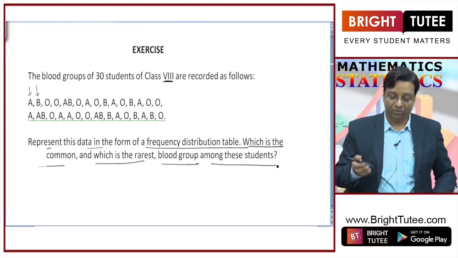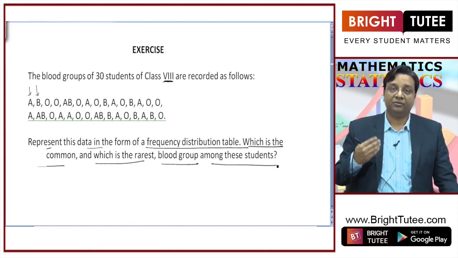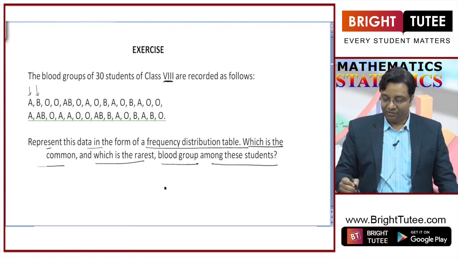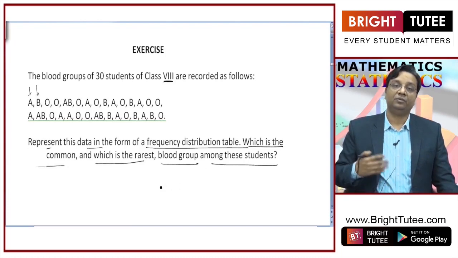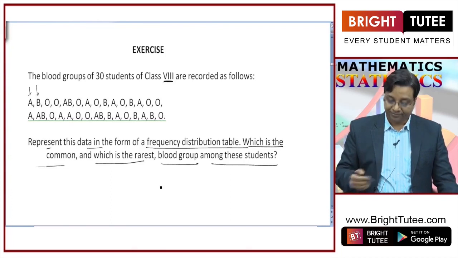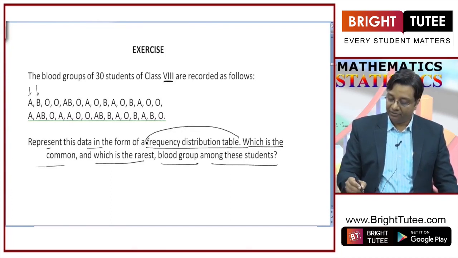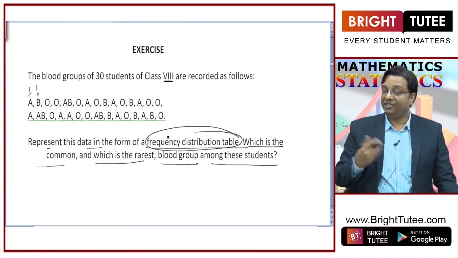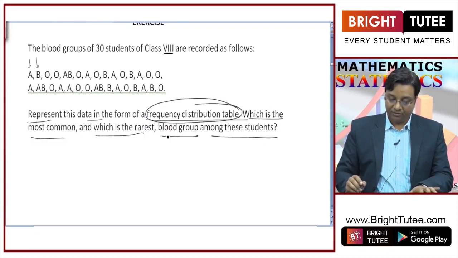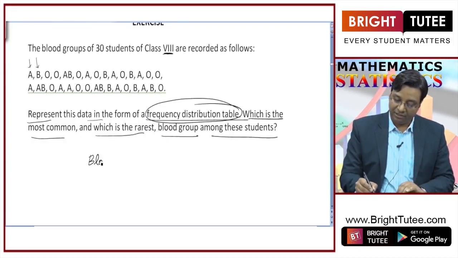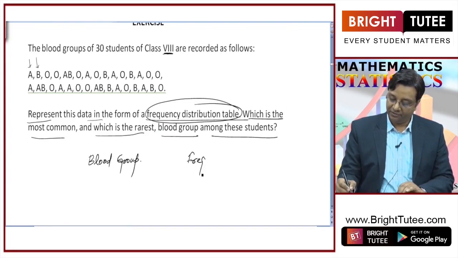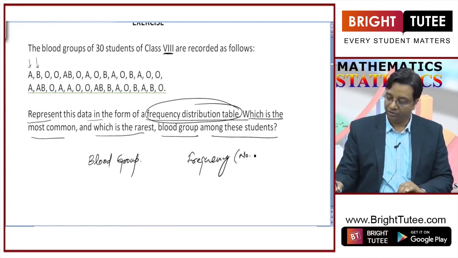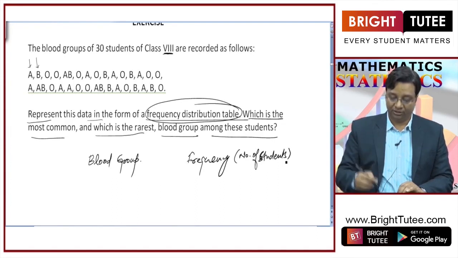So if you start looking at this data now and try to find out which is the rarest blood group, okay, you won't be able to interpret it that easily. But if I represent it in the frequency distribution table, we will see how easy it becomes. So I'll write blood group here and frequency here. What is frequency? Number of students who have got these blood groups. Number of students out of those 30 students, okay.